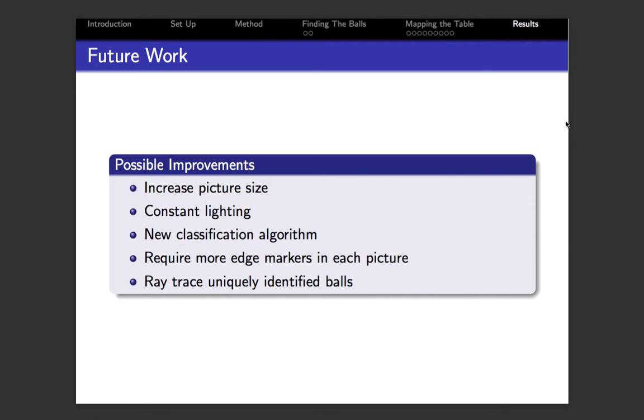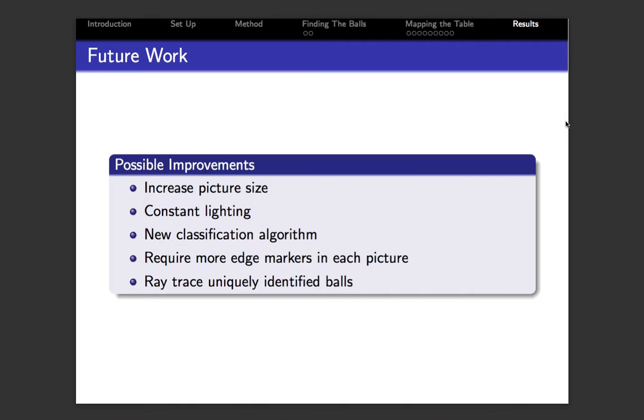Something else we could do is require the user to take the pictures in such a way that as many of those edge markers are in it as possible. That would improve the width of that bounding box of accuracy that we defined.